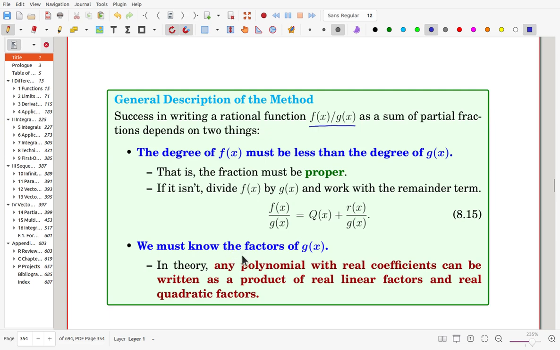Now here, if you want to use the method, then you must know the factors of g of x. In theory, any polynomial with real coefficients can be written as a product of real linear factors and real quadratic factors. That means that for any polynomial, you can factor it with linear factors and quadratic factors.